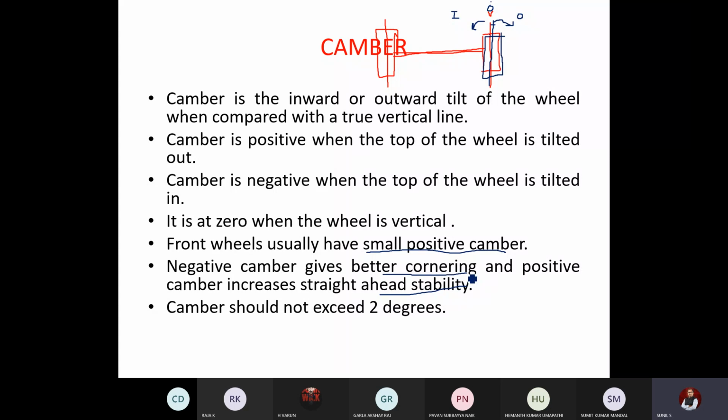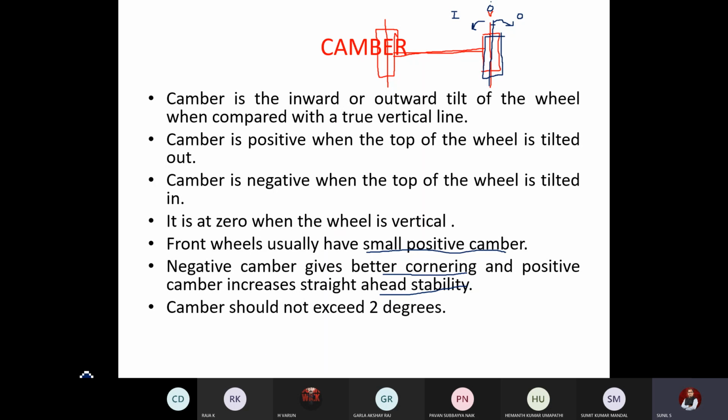Most of the time we drive the vehicle on stable road, that is, on the straight road. So usually a positive camber will be given to both the front wheels in order to assure the stability of the vehicle. Whatever it is, camber should not exceed 2 degrees. A maximum of 2 degrees camber should be given.